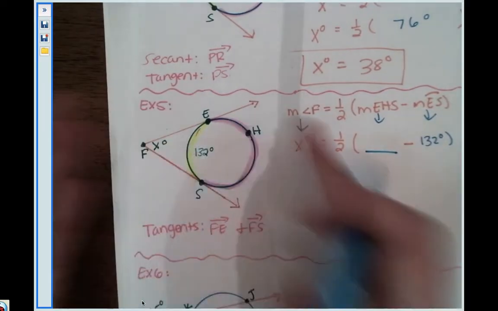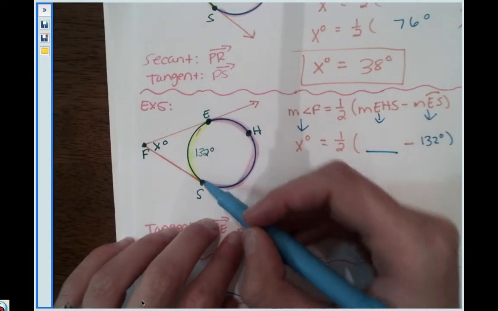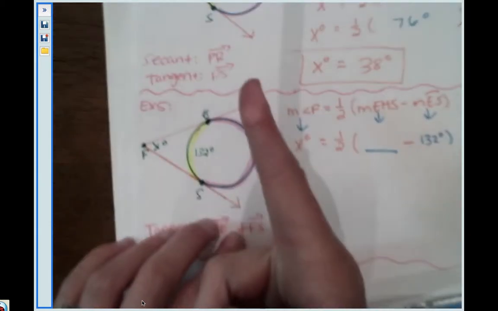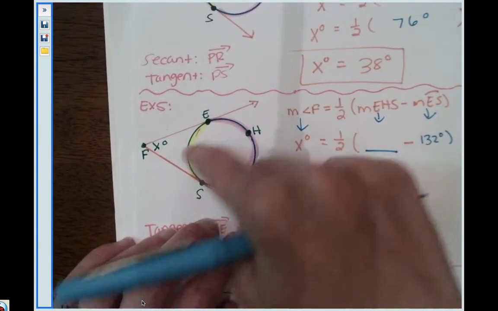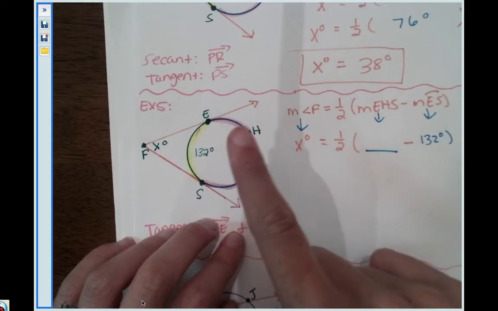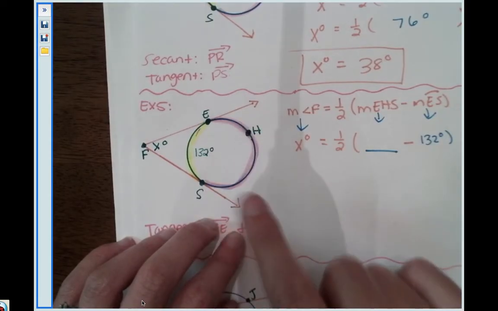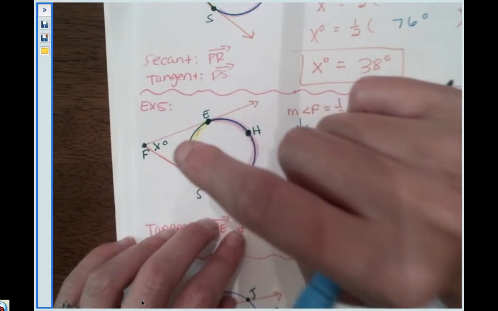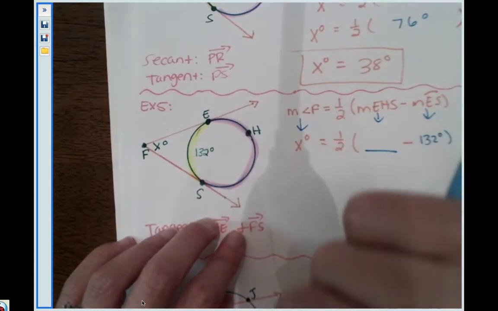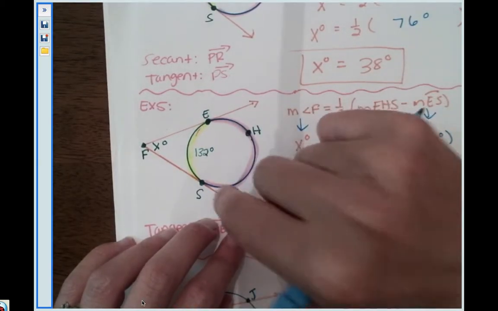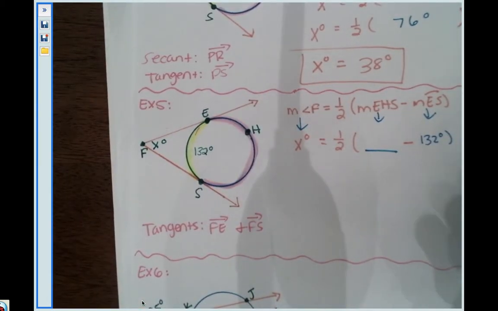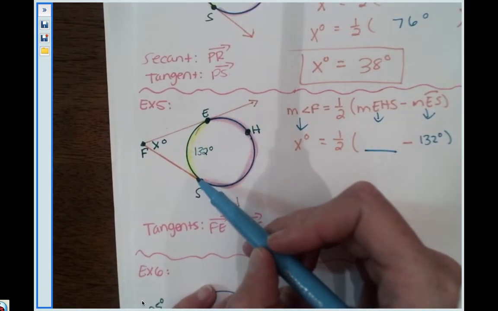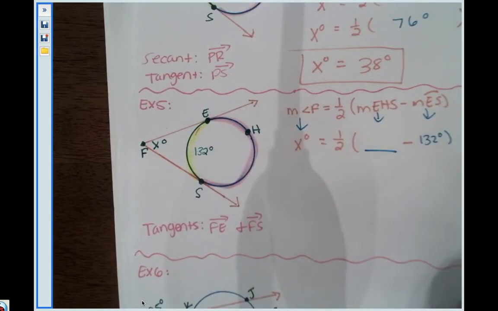Guys, so if you look here, the outer arc and the inner arc make up the entire circle. How many degrees are in an entire circle? Gee willikers, you guys, it is 360 degrees. So if my innermost arc is 132 degrees, what would I do to find the measure of the remaining circle, which is my outer intercepted arc? I would subtract it from 360. So we're going to do 360 minus 132 to get the measure of arc EHS.